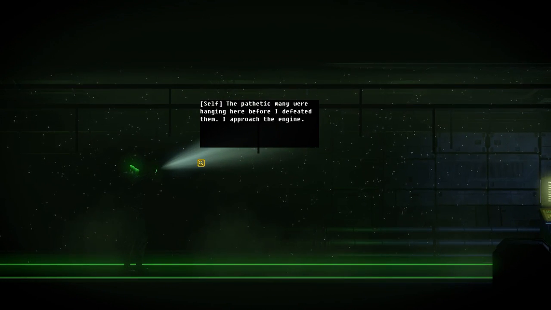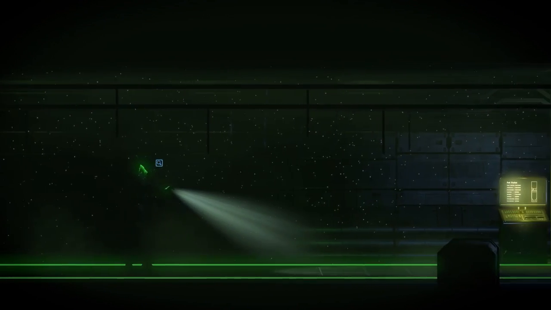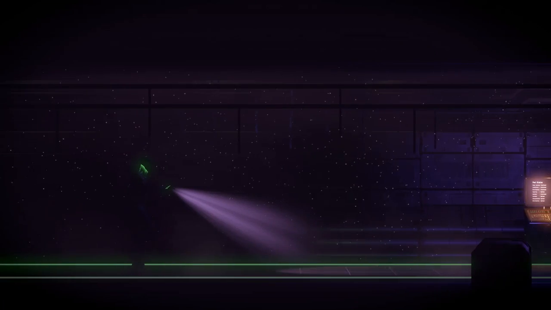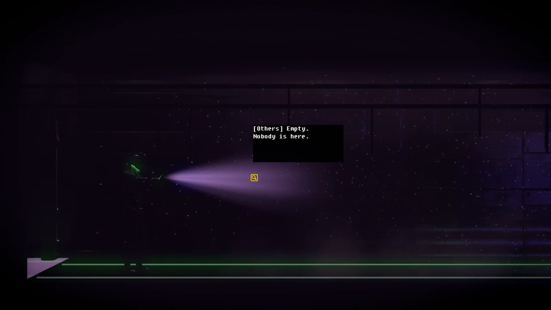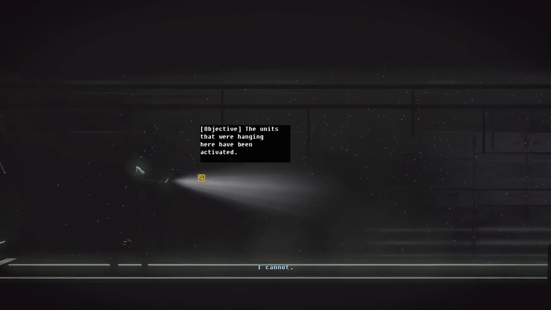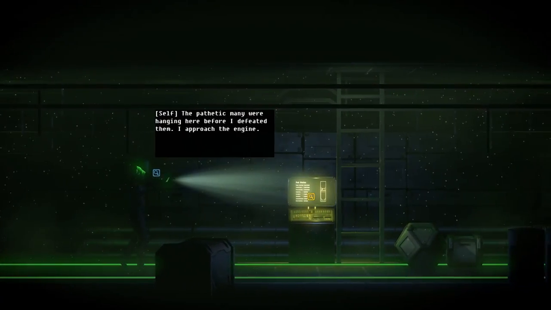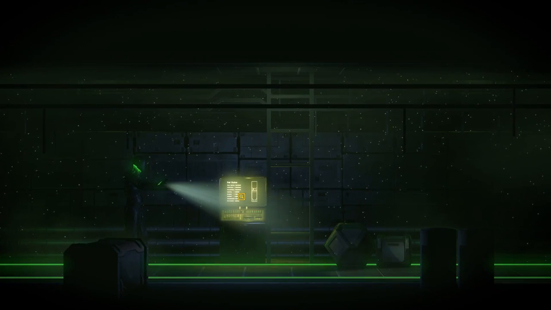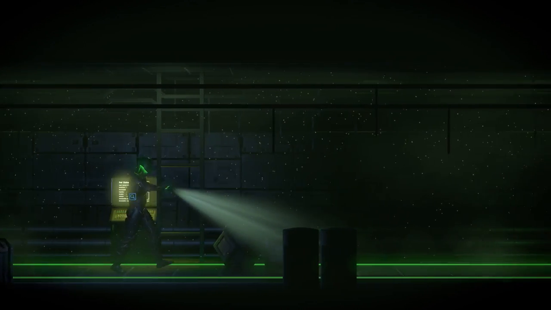The pathetic mini were hanging here before I defeated them. I approached the engine. Why is it all spooky? Why is there spooky gas clouds? Empty. Nobody's here. The mists that were hanging here have been activated. Why is it all spooky? Pathetic. I do not need these buttons.